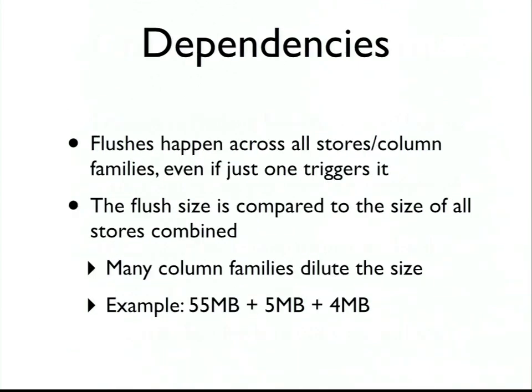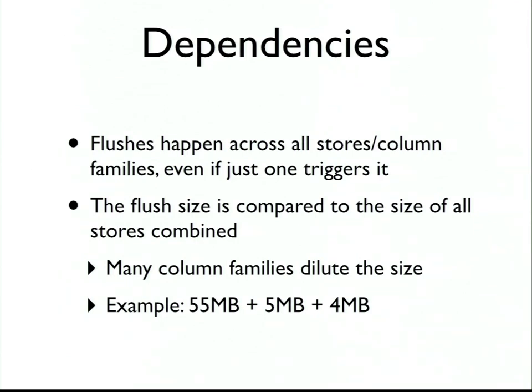So compaction storms, that's the reason. The dependencies are really that flushes happen across all of the stores currently. So whenever something is triggered, you trigger one, all of them are written out. And the flush size, as I mentioned, is the combination of all of the column families.